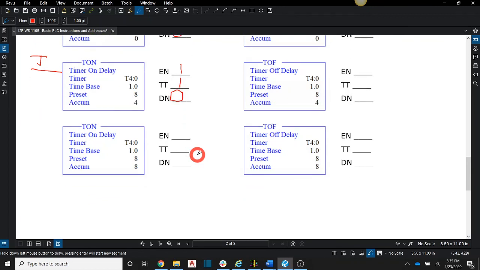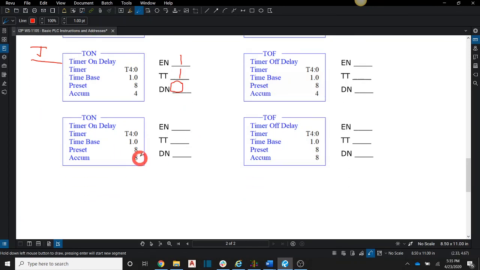Final state here. Final state is I have a timer that is complete. The definition of complete is the preset and the accumulated value both equal each other. The only way that it's going to stay in this state is if my rung coming in is still true, because if my rung was false, I would reset the timer. So the rung has to be true. If the rung is true, that means my enable bit would still be a 1. I am not physically in the act of timing anymore because I am complete. The timer has finished its function because it has reached its preset value.